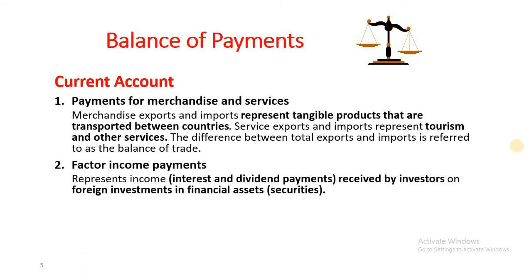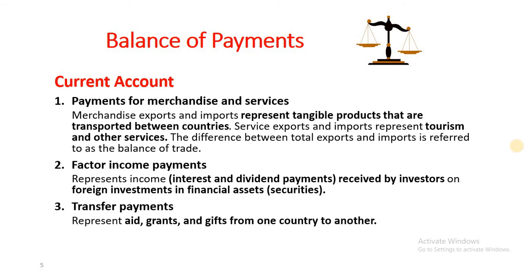The second component of current account is factor income payments. It represents income received by investors on foreign investment in financial assets. For example, if a Bangladeshi investor invests in Indian capital market and receives interest or dividend payments, that will be part of factor income payments.